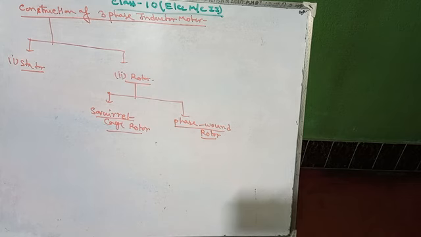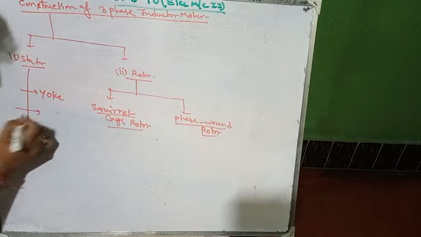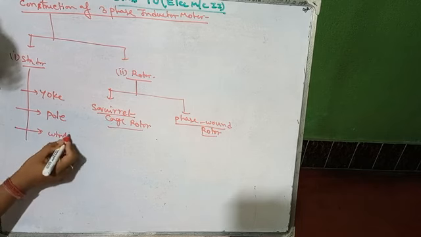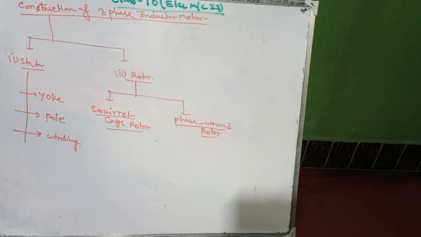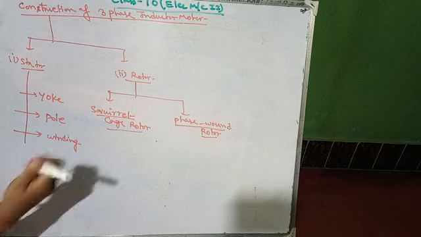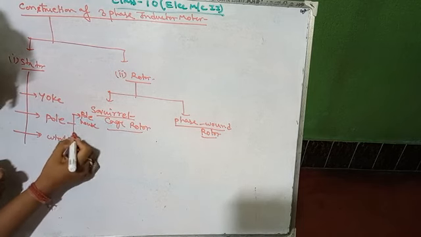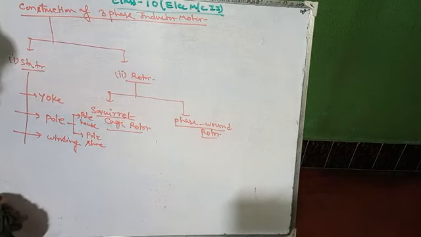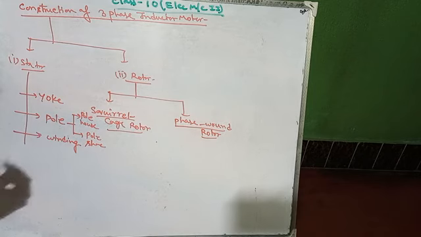So what does the stator contain? Stator contains yoke, pole and winding. And the pole contains pole house and pole shoe. So write some sentences about these first. What is yoke? Write Roman 1, yoke.